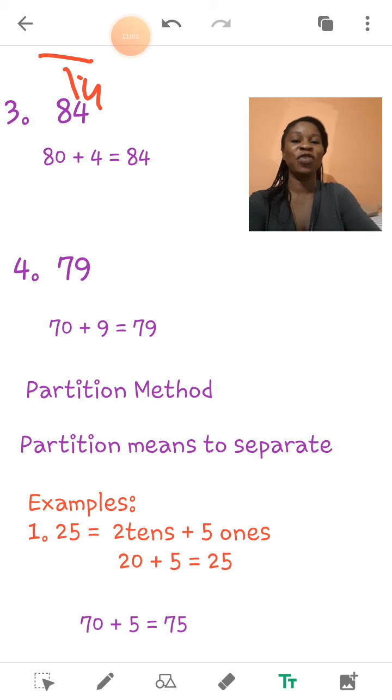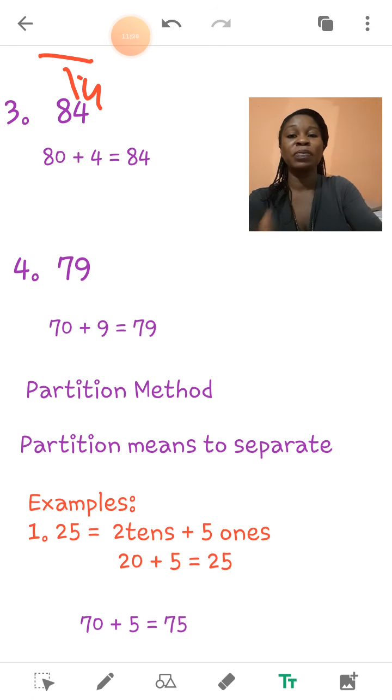Yes, we move to the last one. We have what we call the partition method. Partition means to separate. We are still doing the same thing, if you observe, but in different ways. So that when they ask you to expand, you know that you're supposed to identify the number that is a tens and give the number that has a unit.